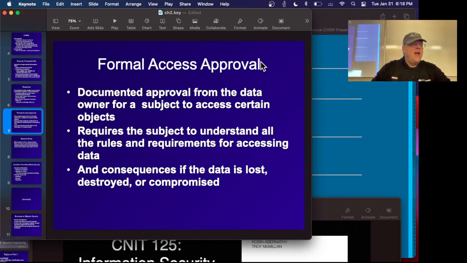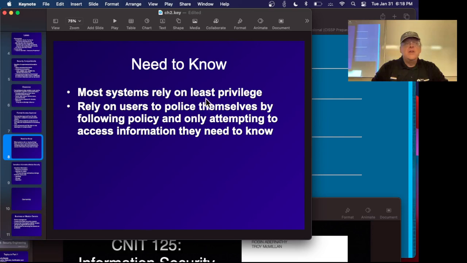Anyway, formal access approval is the other thing, where you get approval to access certain objects in a certain category of information. This is when they read you in and explain what you're going to see, how you ought to be protecting it, and need to know. So even though you're cleared for top secret, you're not supposed to look at things outside your area of specialization.